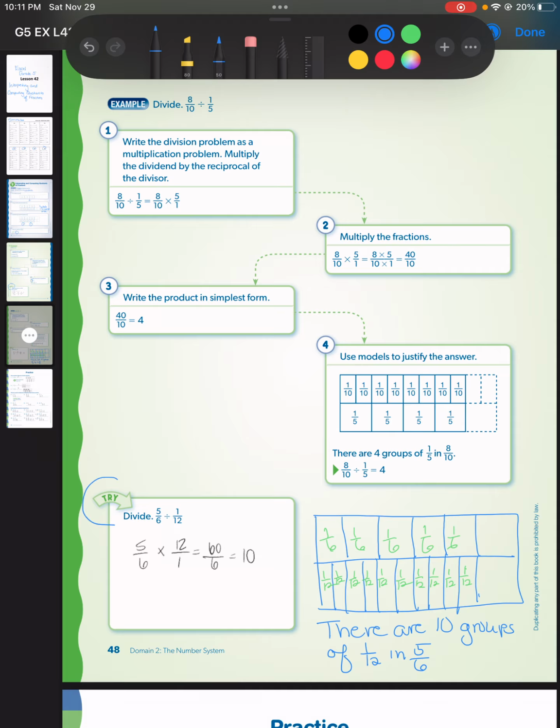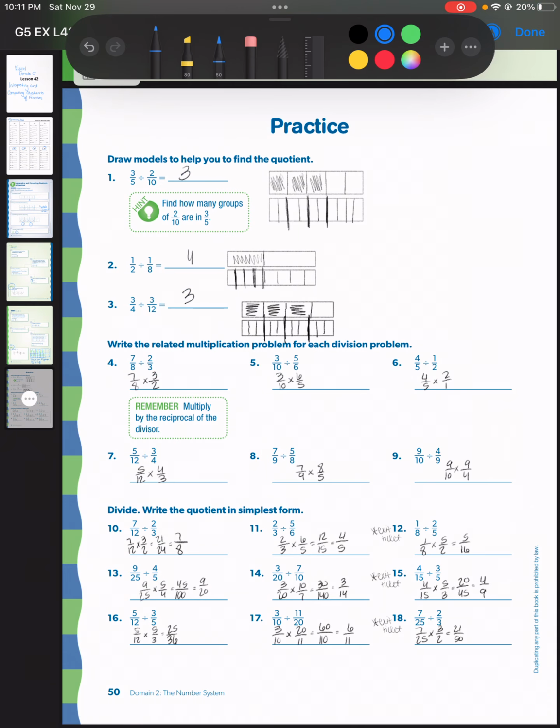Now students are going to try on their own. I would give students the option to either use the standard algorithm or to create a model so that they can see that there are 10 groups of 1/12 in 5/6. If you aren't sure or you feel like your students need support with both, push them to do it both ways. This will help them as they get into the practice.